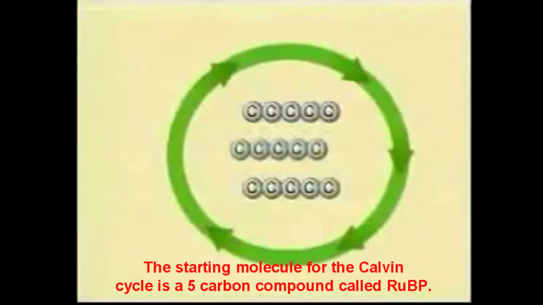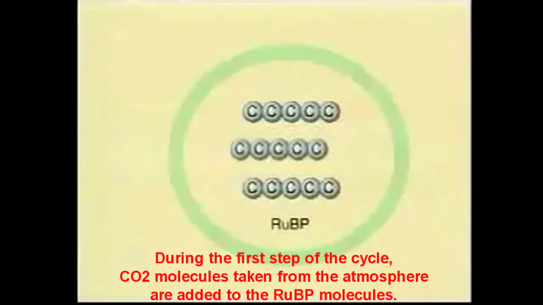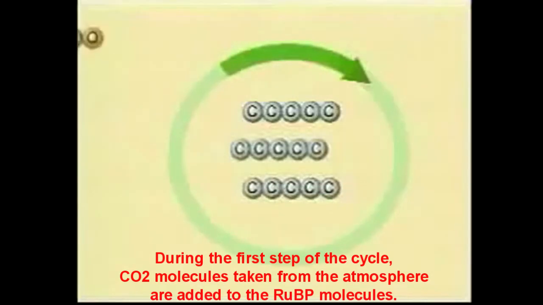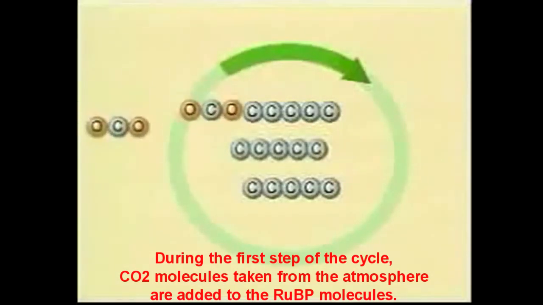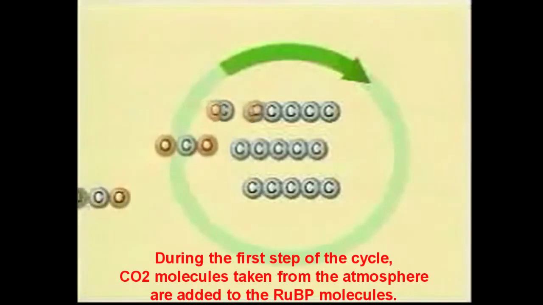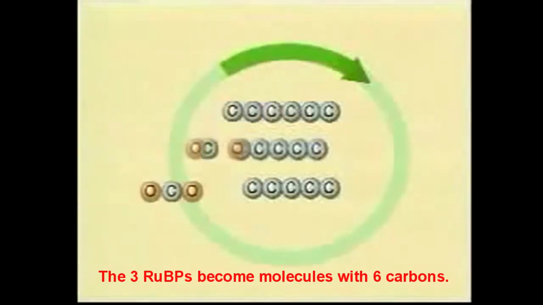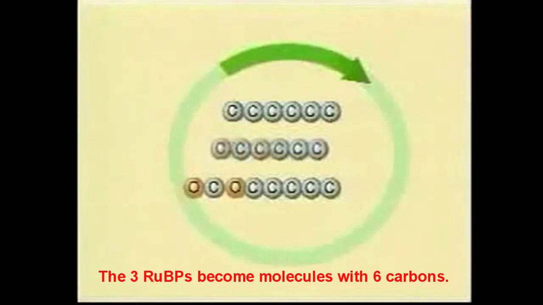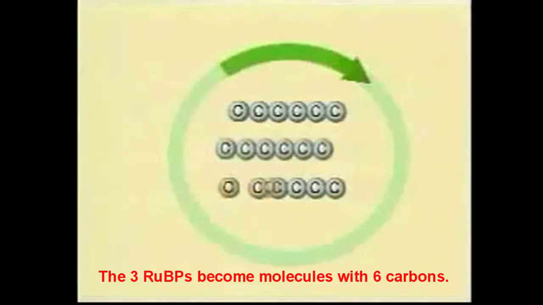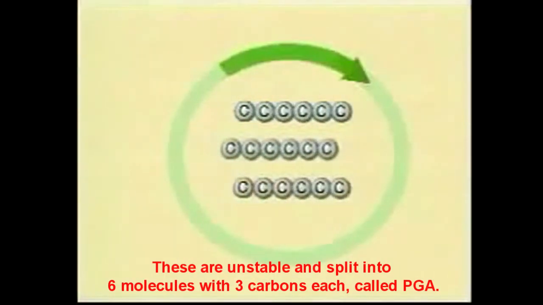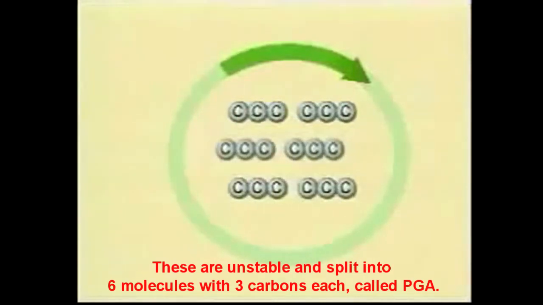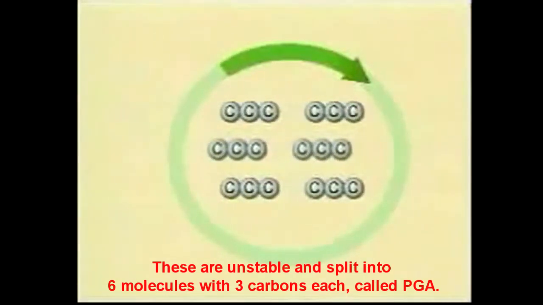The starting molecule for the Calvin cycle is a 5-carbon compound called RuBP. During the first step of the cycle, a carbon dioxide molecule absorbed from the air is added to each of the 3 RuBP molecules. The 3 RuBPs become molecules with 6 carbons. These are unstable and split into 6 molecules with 3 carbons each, called PGA.